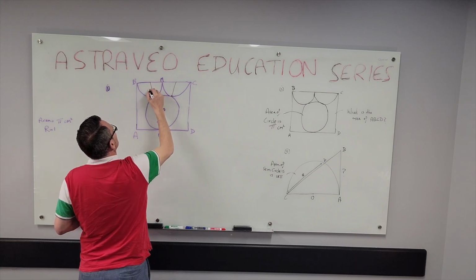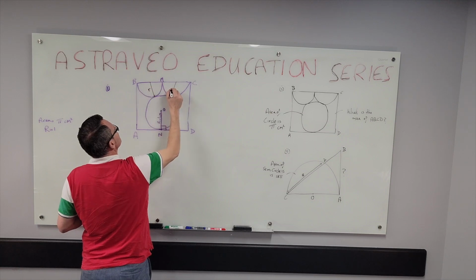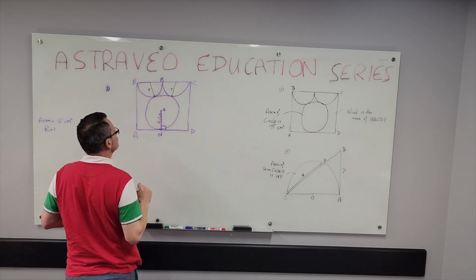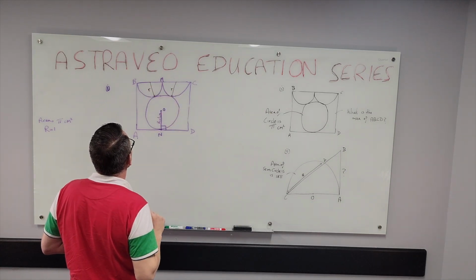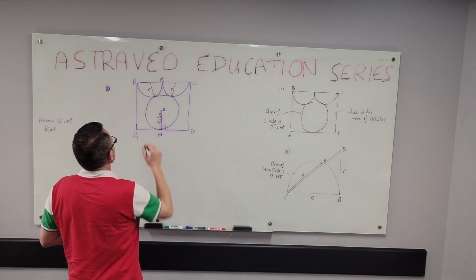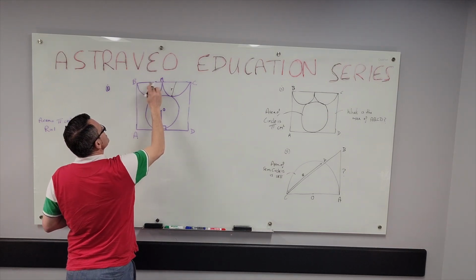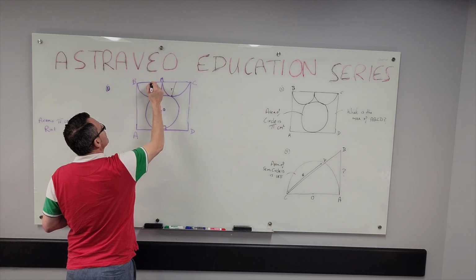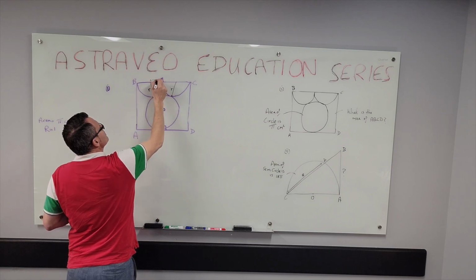So, let's call this radius R. R. Now, what that means is, this radius, if this is the very center point of BM, this radius here must mean that is R.